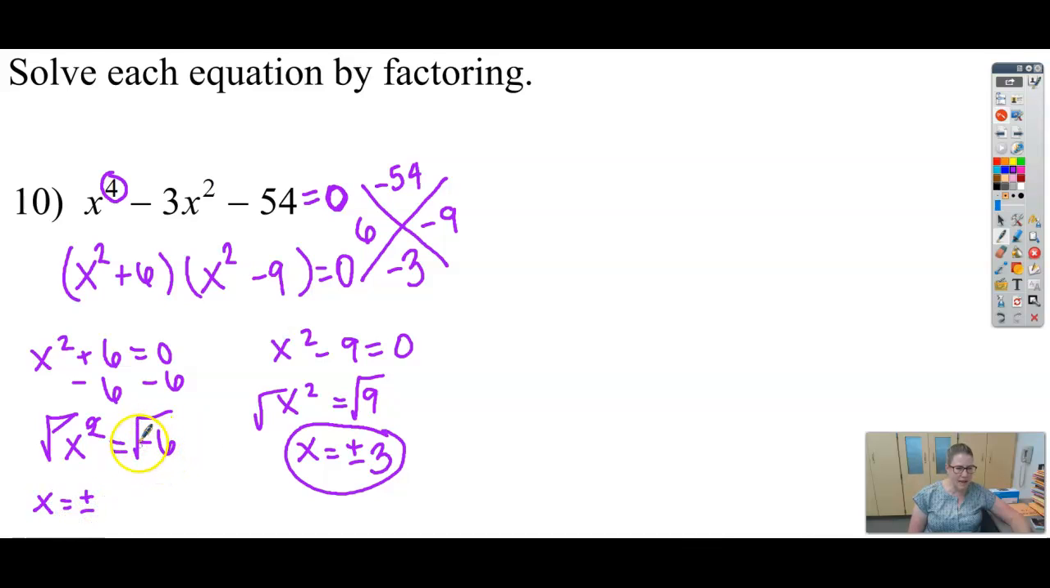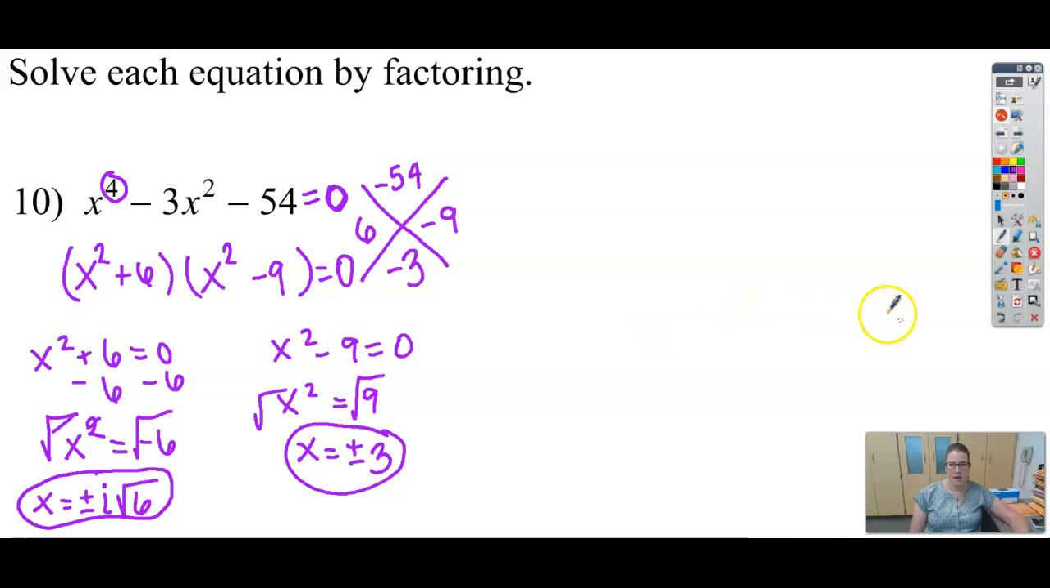I have a negative underneath my square root. That negative tells me that this is an imaginary solution, so I'm going to pull an i in front and then just leave the 6. So 6 is 2 times 3. Those are both prime, so that won't break down anymore. So my other 2 solutions are positive i root 6 and negative i root 6.